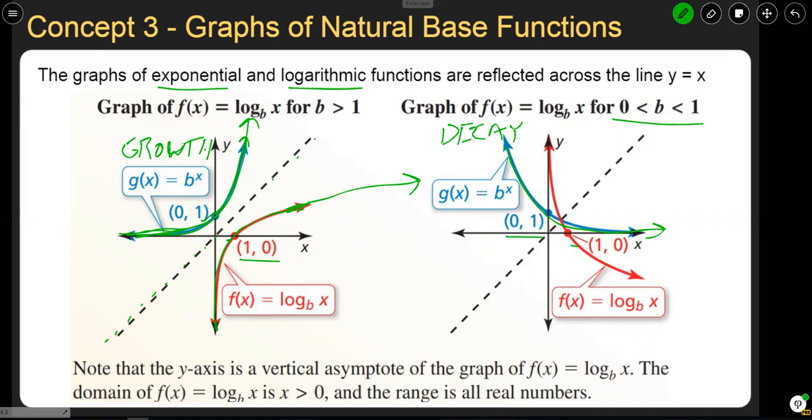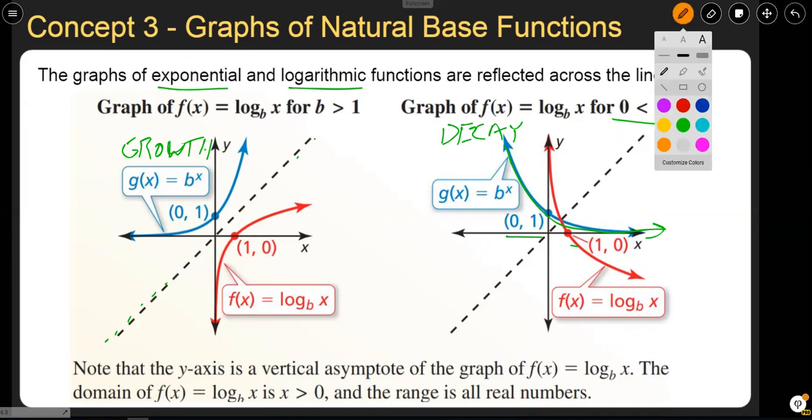The only difference here is that on the first graph, everything was on one side or the other of the reflection line, x equals y. On the decay graphs, we have both graphs crossing the line x equals y, so it gets a little bit more confusing as to what's happening. But again, we can reflect every single point. I'll use some orange here just to show, we've got 0, 1 and 1, 0. Those are reflected right across the line x equals y.